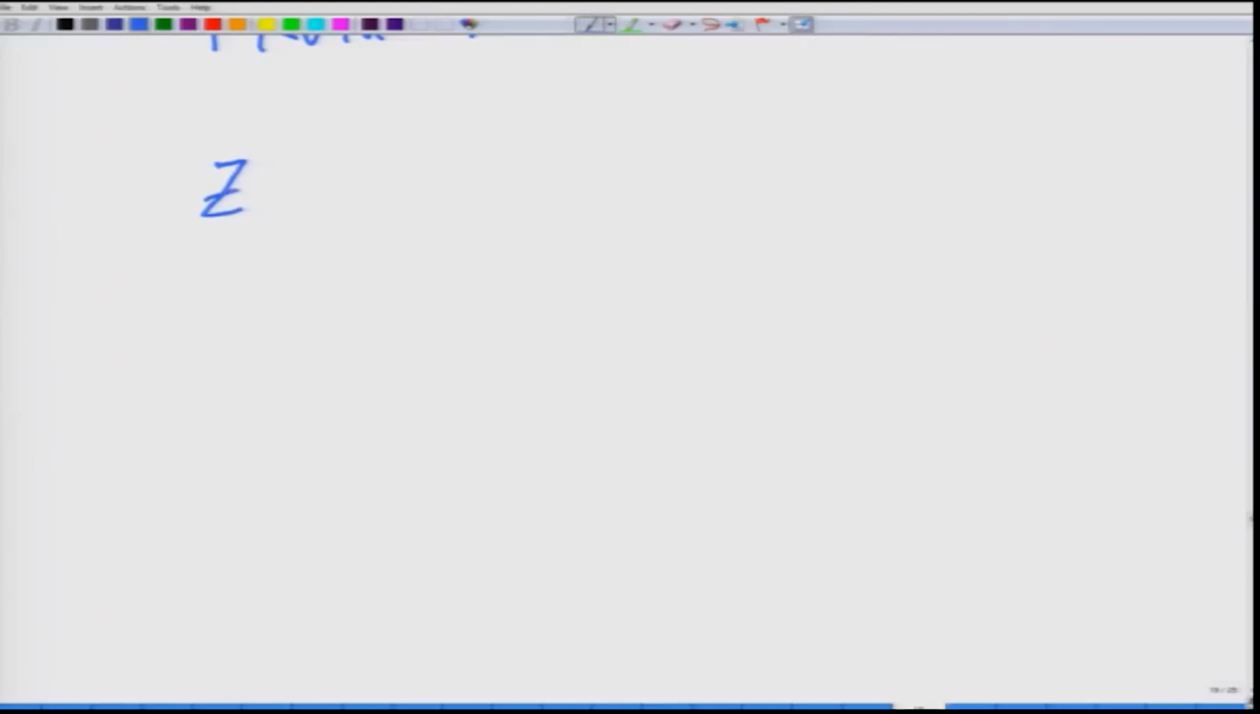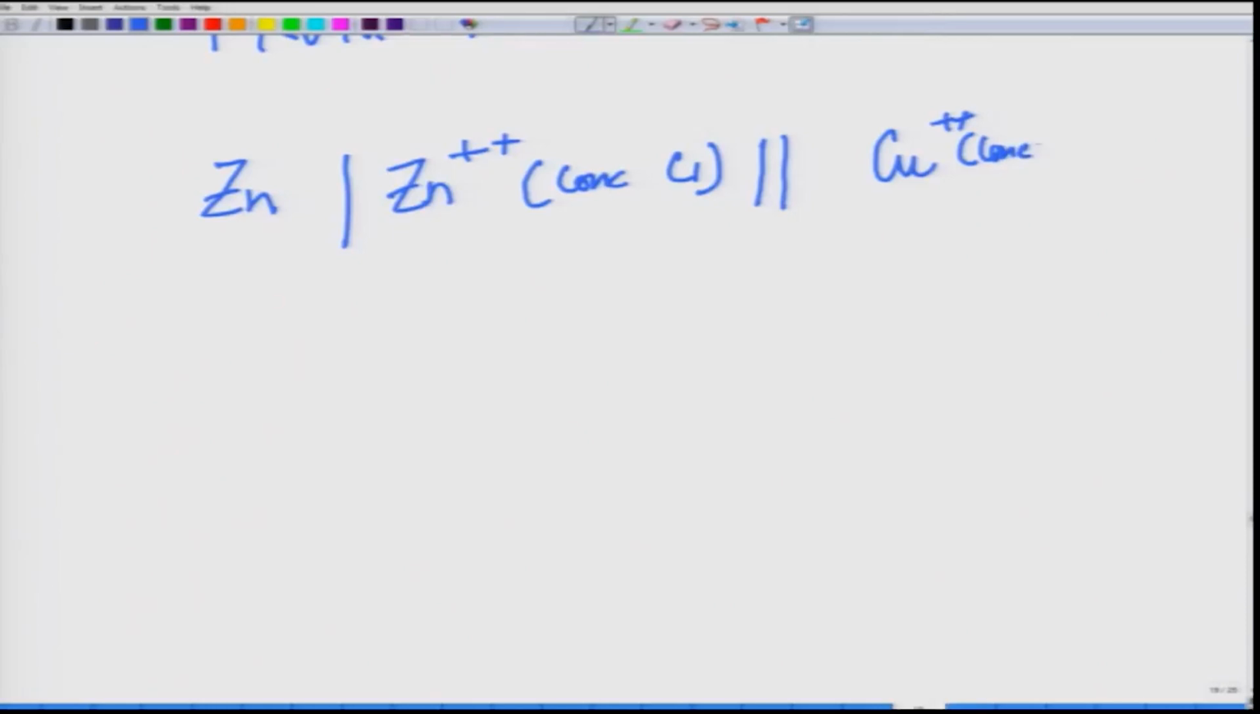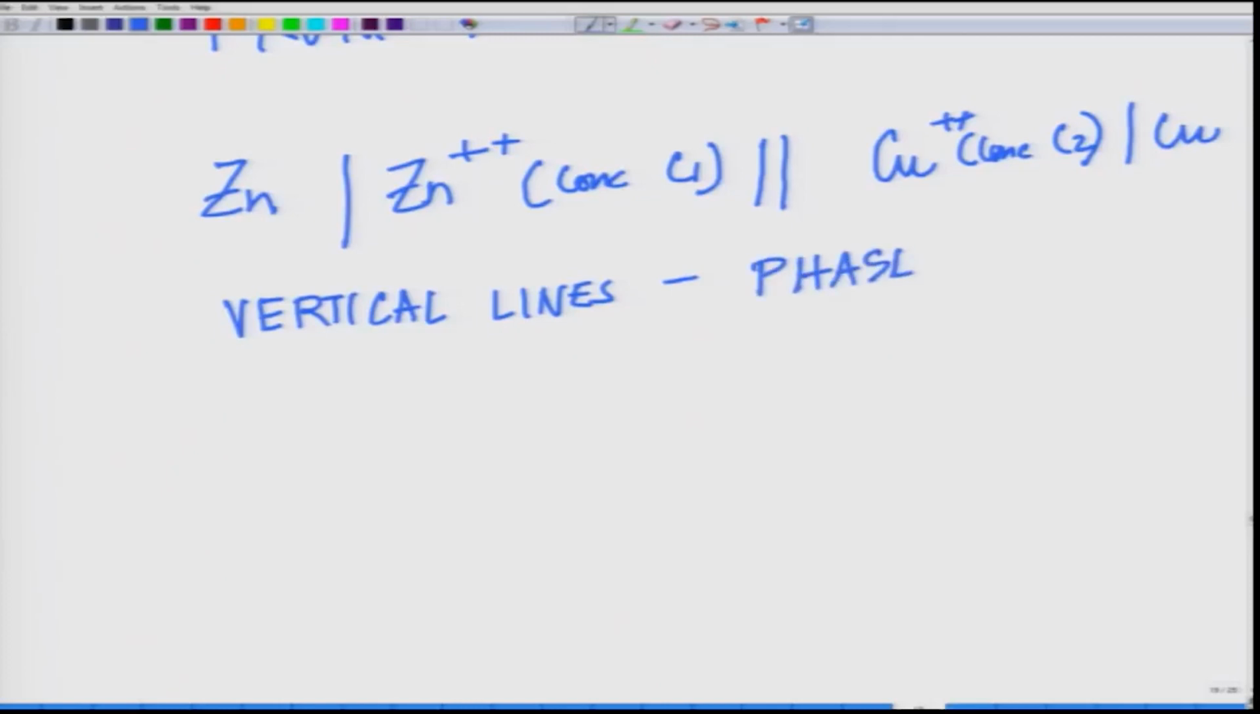So, here you have the zinc, Zn2+ with concentration C1, the double line, and then you have Cu2+ with concentration C2. So, this is from the solution coming to copper. The vertical lines indicate the phase boundaries, the different phase boundaries. You are seeing there are two phases.